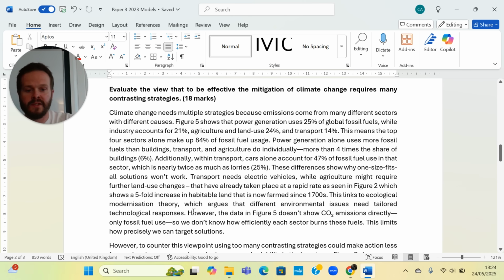And then at the bottom here, what you can see, however, the data in figure 5 doesn't show CO2 emissions directly, only fossil fuel use. So we don't know how efficiently each sector burns these fuels. This limits how precisely we can target solutions. So once again, as I've said before, find a way of critiquing the data if you can. If you don't do it in every paragraph, just do it once. And again, it's showing that high level of evaluation when you've considered a resource.